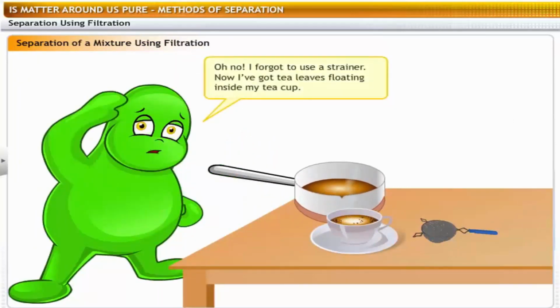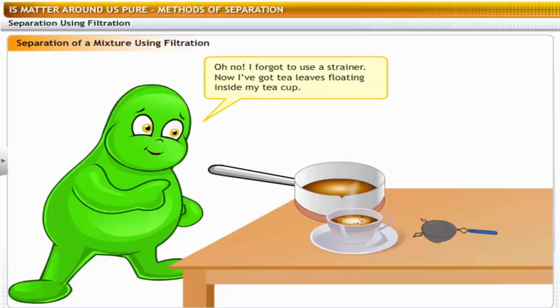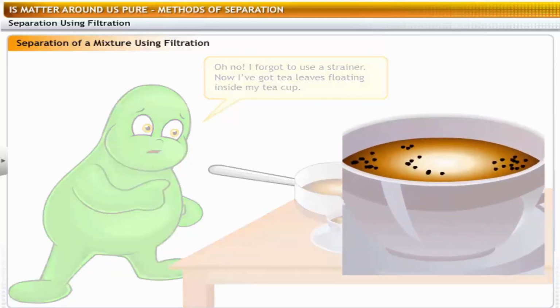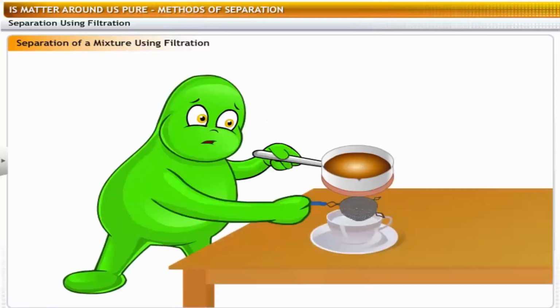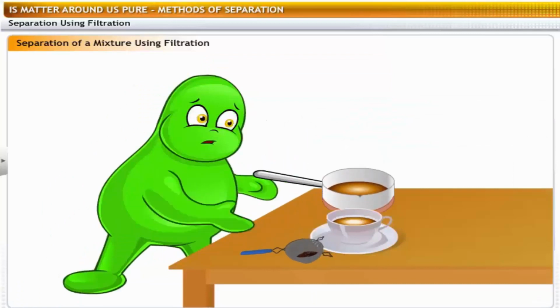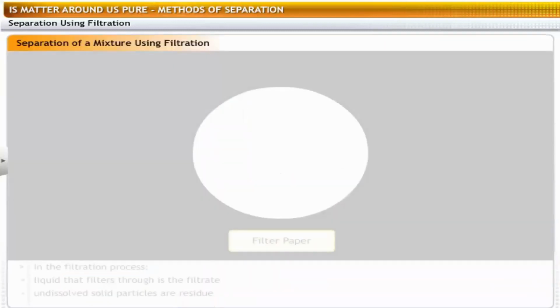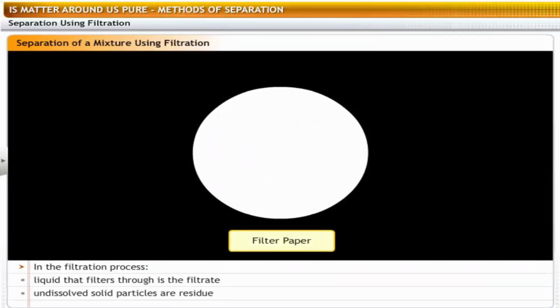Oh no! I forgot to use a strainer. Now I've got tea leaves floating inside my teacup. Using a strainer to strain tea leaves is very similar to the process of filtration. Filtration is a process by which insoluble solids can be removed from a liquid by using a filter paper.